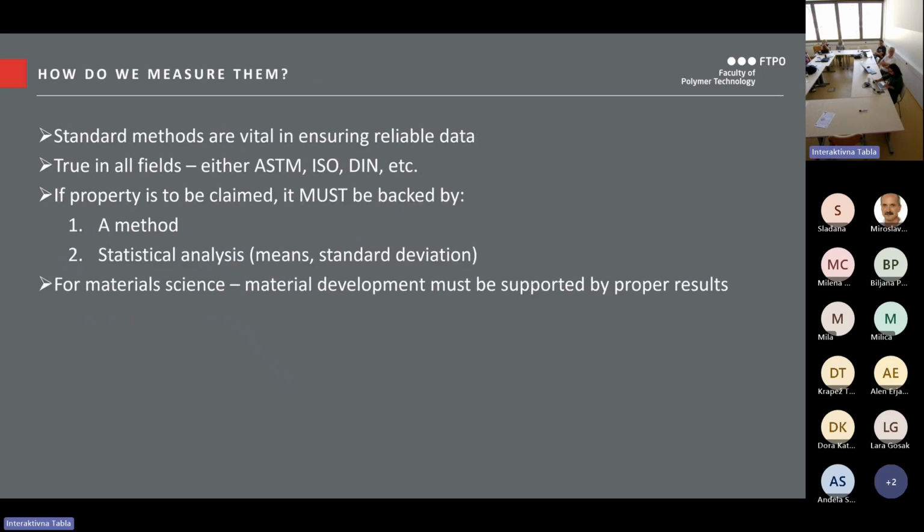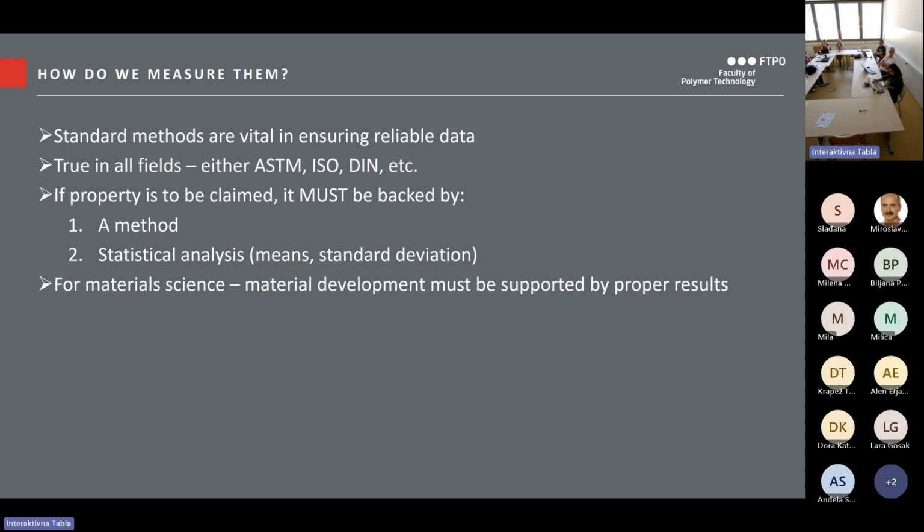So how do we measure those properties? First, in ensuring reliable outcome data, standard methods are vital. Standard methods are actually true in most all fields, and can be either ASTM, ISO, DIN, etc. Today we will focus on ISO recommendations. If we claim some property to be true, it must be backed by a method, which is usually given in standards, and statistical analysis.